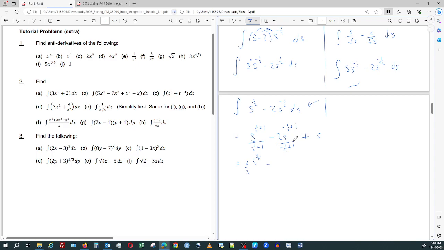Minus a half plus 1 is just a half. So we'll have minus 2s to the half divided by a half, minus a half, we'll just put that out, plus c. So we can see that this is going to change that. So it'll be 2 on 3, the square root of s cubed, minus and a minus will make a plus, times by 2 will give you 4s square root of s plus c.